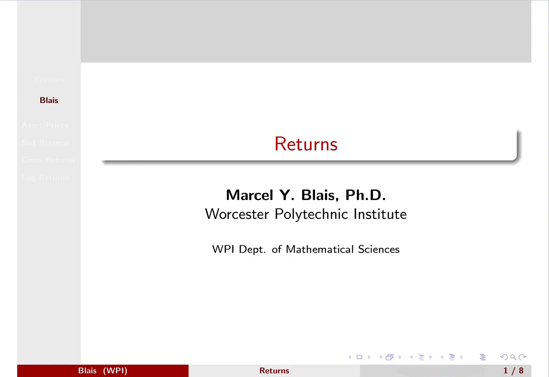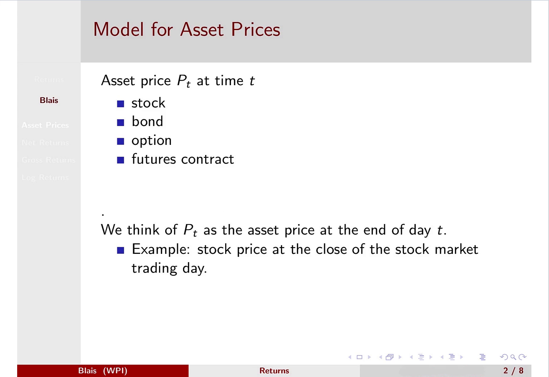In this lecture, we will be studying the concept of asset returns. So first, let's start out with the basic model for an asset price. So we'll have an asset, it will have price P sub t at time t. And it could be any asset. So it could be a stock, it could be a bond, an option, a futures contract, a forward contract, the value of a house, the value of a car, the value of a horse. It could be any asset at all.